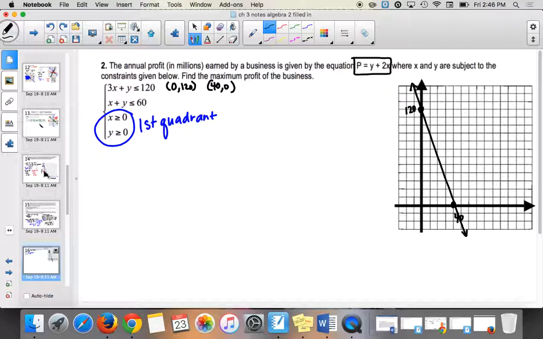And then when we plug in 0, 0, we get 0 is less than or equal to 120, which is true. So we're shading towards 0, 0. So we were already in the first quadrant. Right now, you don't have to draw this in, but we are in this little triangle right there. Okay? So then the next one. I have x plus y equals 60. Can you guys find the x-intercept and y-intercept for that? Yeah, 0, 60, and 60, 0.